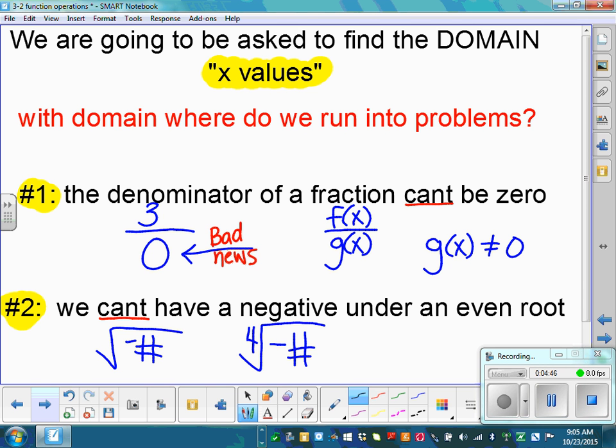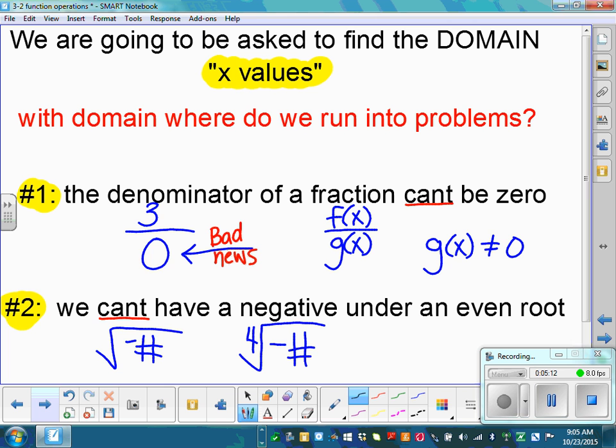Okay, second problem. This one we haven't gotten way in depth into yet, so this is kind of learning it for the first time. We all understand that if we take an even root and we have a negative underneath, it's an imaginary root, right? Like I said, today we only want real solutions. So a problem would be having a negative under an even root. So we cannot have a negative number under an even root.